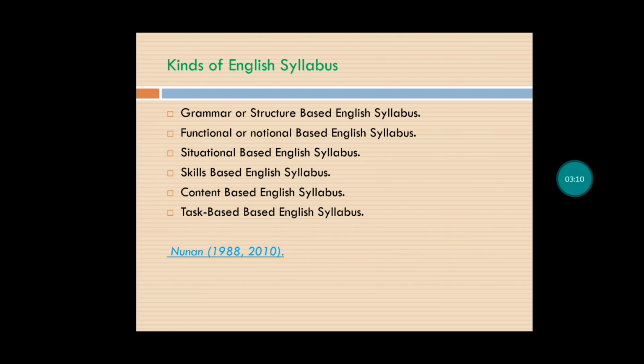So there are a total of six kinds of English syllabus, and I think the best source, which I have written at the end of this slide, is Noonan, who has worked mostly in the Asian context. So the first one is grammar. Sometimes it's also called structure-based syllabuses, because the structure is really important in this syllabus.